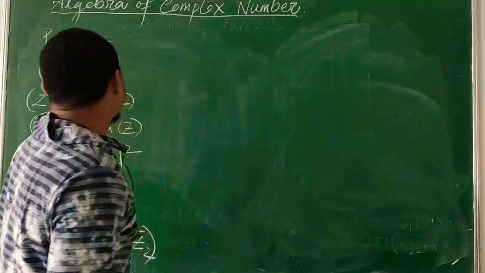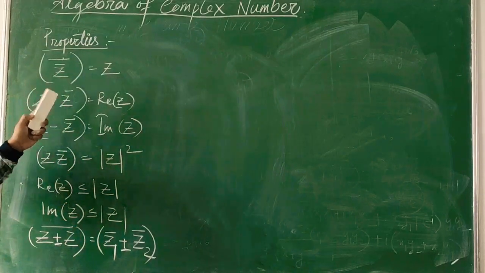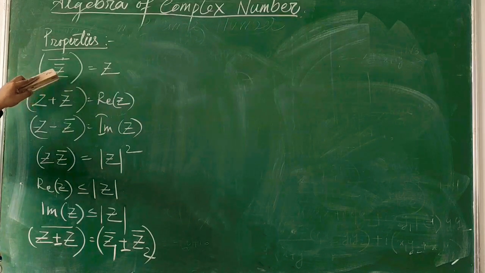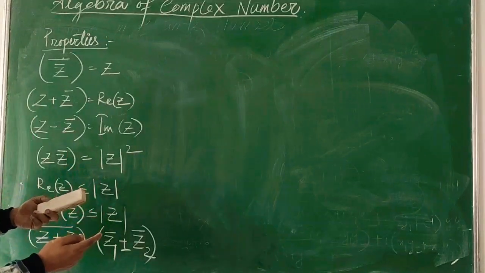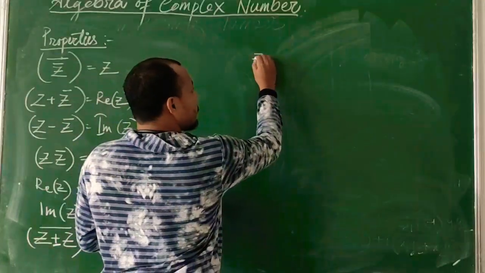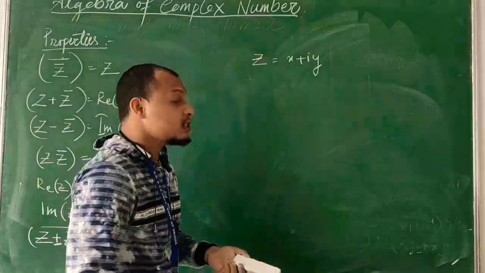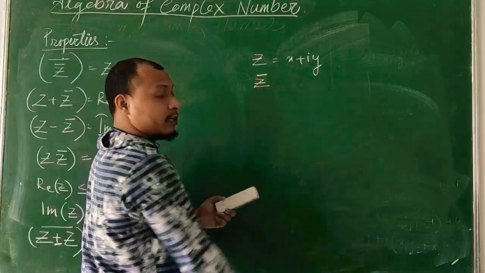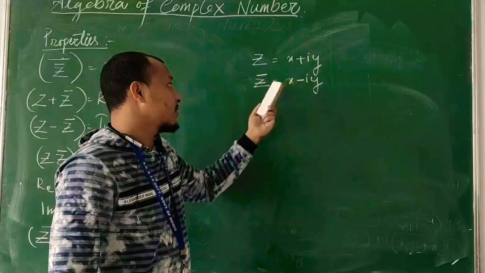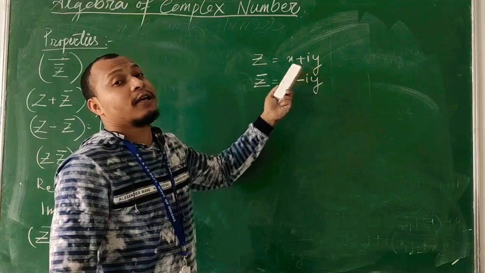Hello again. So we are going to study that property. We are going to check one by one what exactly this property means. Here it is given, the conjugate of the conjugate of z. We know that z is equal to x plus iy, and the conjugate of z is z bar, x minus iy. Instead of plus i, it becomes minus i.